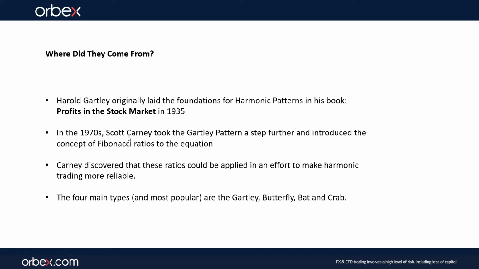In the 1970s, Scott Carney took the Gartley pattern a step further and introduced the concept of Fibonacci ratios in the equation. So Howard Gartley basically did the foundations. He put it in his book. However, Scott Carney added the Fibonacci ratios. And then Carney did discover that these ratios could be applied in an effort to make harmonic trading more reliable. The 4 main types, and possibly the 4 most popular, are the Gartley, butterfly, bat, and crab. So let's get into them straight away.